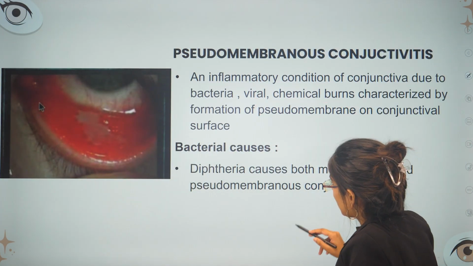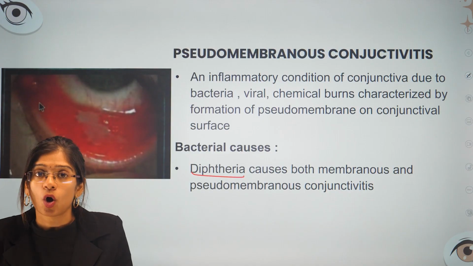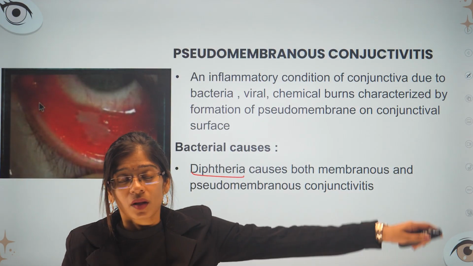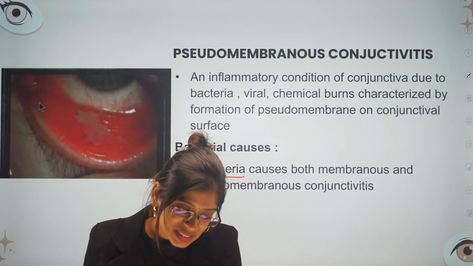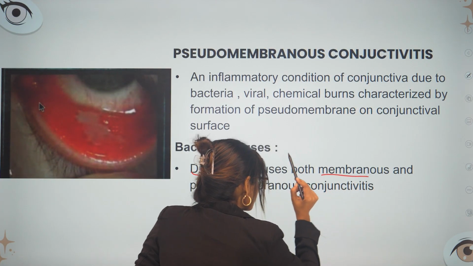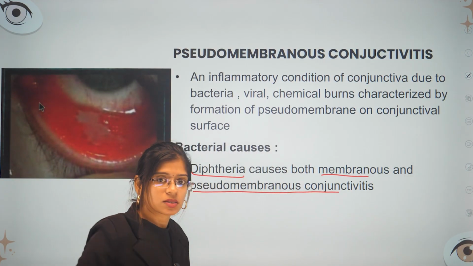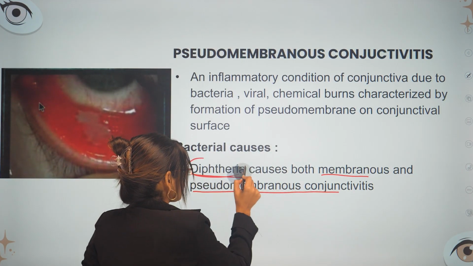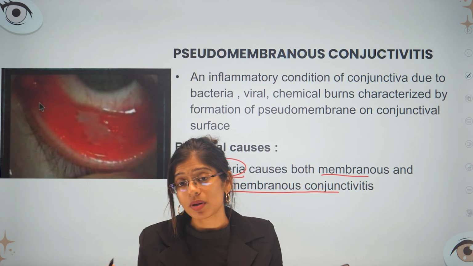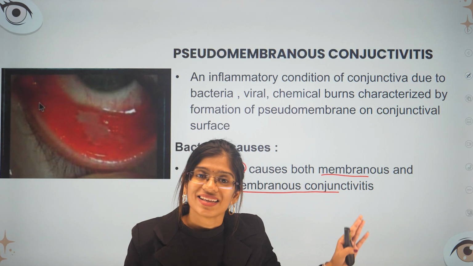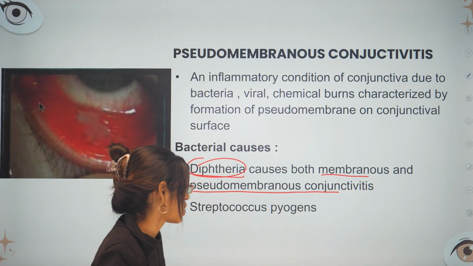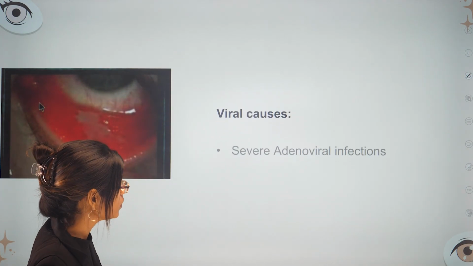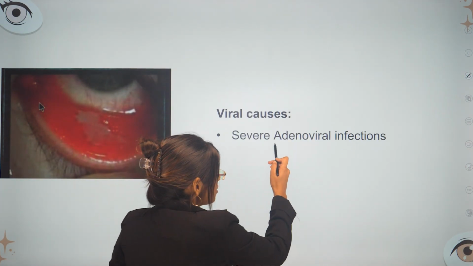This is important. Diphtheria is one cause of pseudomembranous conjunctivitis. But diphtheria can cause both, the membranous conjunctivitis that we are going to study next. So diphtheria can cause both membranous and pseudomembranous conjunctivitis. Remember, this has come. Other organisms include Streptococcus pyogenes. Moving on, viral causes: severe adenoviral infection can cause pseudomembranous conjunctivitis.